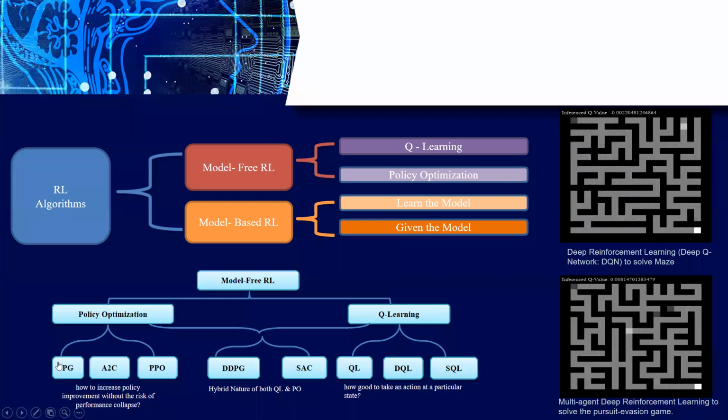Don't worry about all these algorithms. I just want to let you know so many algorithms are there, but we can't explore each and every algorithm because it will take 3 to 6 months to understand all of them. Just try to understand that different algorithms exist. Here you can see policy gradient, advantage actor critic, and proximal policy optimization in policy optimization techniques. And in the Q-learning category, we have Q-learning, deep Q-learning, and soft Q-learning.